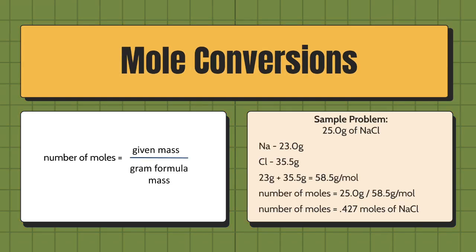Mole conversions. The formula for mole conversions is number of moles equals given mass divided by the gram formula mass. Here is our sample problem. 25 grams of NaCl. Na is 23 grams. Cl is 35.5 grams. 23 grams plus 35.5 grams equals 58.5 grams. The number of moles equals 25 grams divided by 58.5 grams per mole. To do the math, that means the number of moles equals 0.427 moles of NaCl.